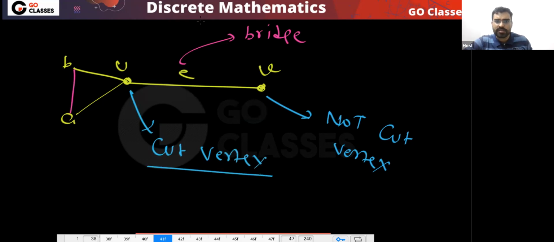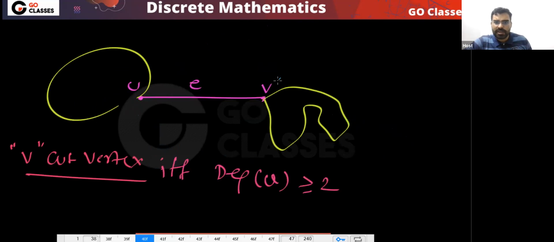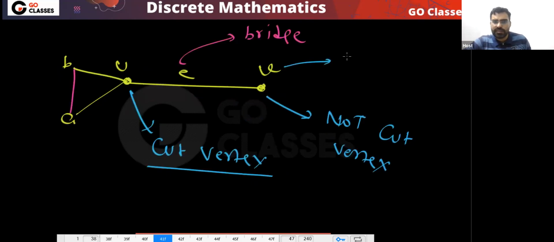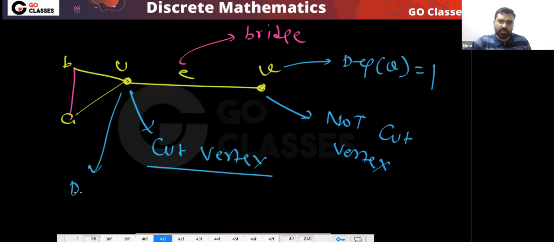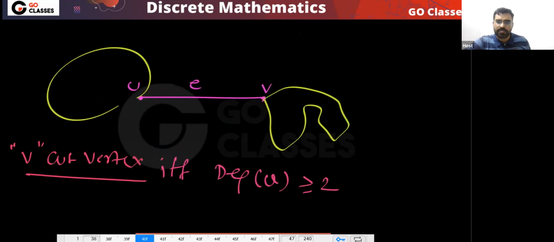This is a cut vertex. You can notice that this vertex will be a cut vertex if and only if its degree is greater than or equal to 2. Here this has degree 1. Here the degree is 1. And here the degree of this vertex is greater than or equal to 2. Is this clear to everyone?